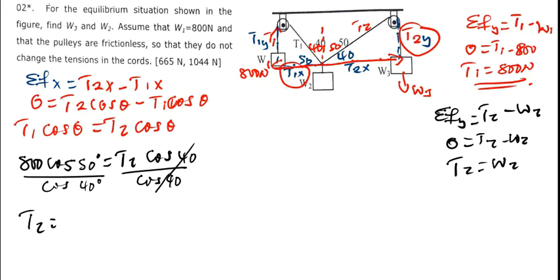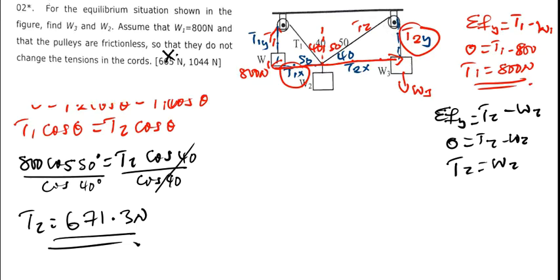So the answer I'm getting is 671.3 newtons. So these guys, they made a mistake. This answer is not correct. So my T2 now, let me just put it here. Now that I have my T2 being equal to 671.3 newtons, that's my T2.